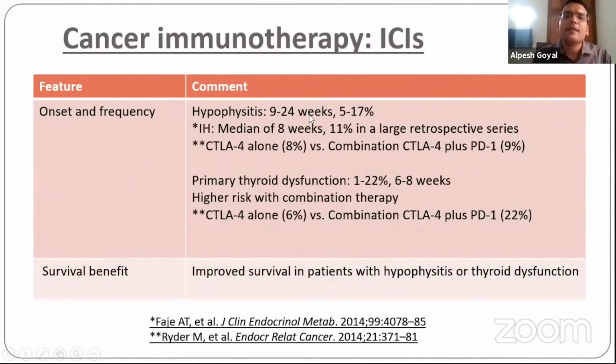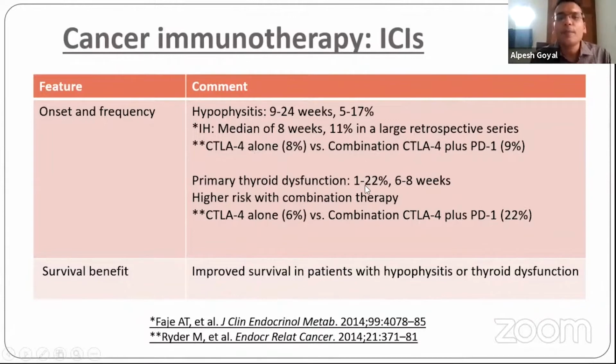Hypophysitis has been described at an average of 9 to 24 weeks and in 5 to 17% of individuals. As I will discuss, there is a good, large retrospective review of 154 patients where it was found in 11% of patients at a median of 8 weeks. And it's been found that the incidence does not increase much even if you use a combination of CTLA4 and PD-1 inhibitor compared to use of CTLA4 inhibitor alone.